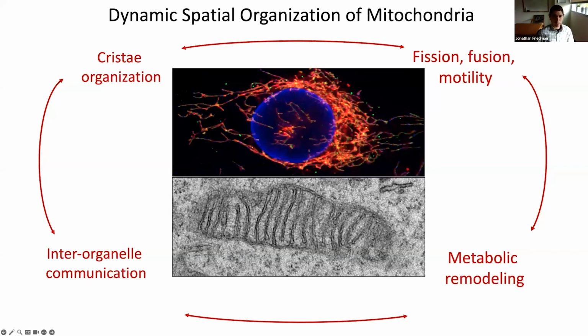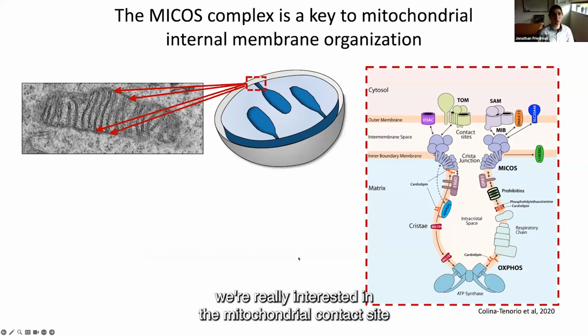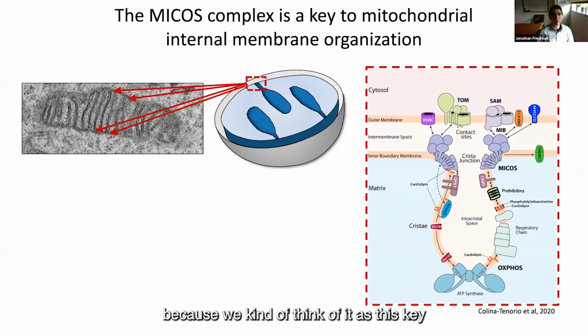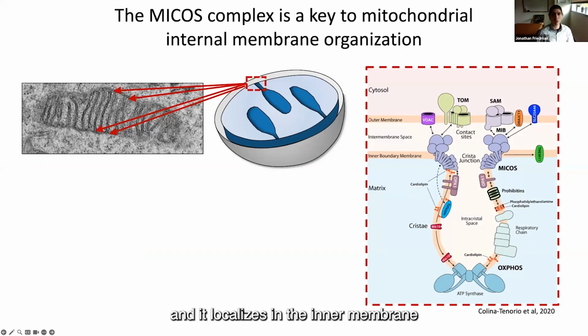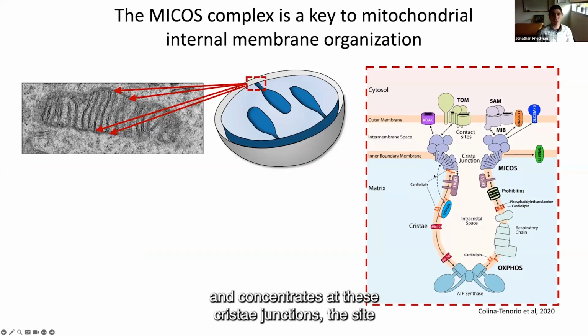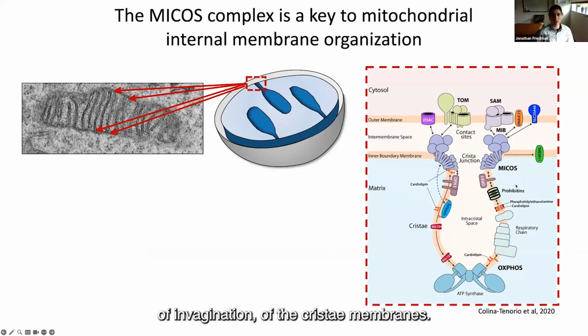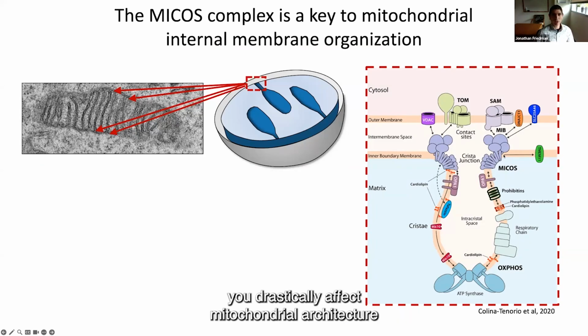And so, as was mentioned in the introduction, we're really interested in the mitochondrial contact site and cristae organizing system complex, MICOS. The reason that we love MICOS so much is because we think of it as the key to internal organization of mitochondria. For those of you who don't think as much about the complex, this is a megadalton-sized complex, and it localizes in the inner membrane and concentrates at these cristae junctions, the site of invagination of the cristae membranes. This is an amazing complex because if you get rid of its components, you drastically affect mitochondrial architecture and you drastically affect numerous different mitochondrial functions.